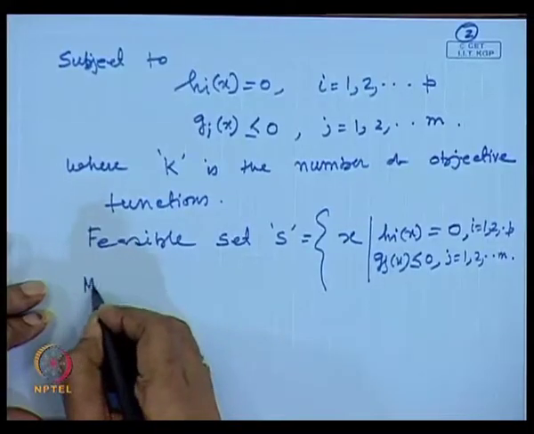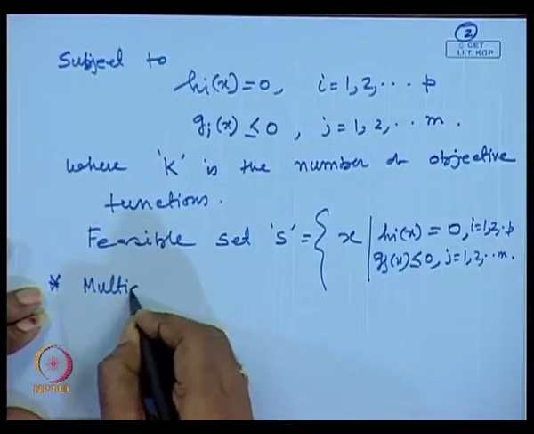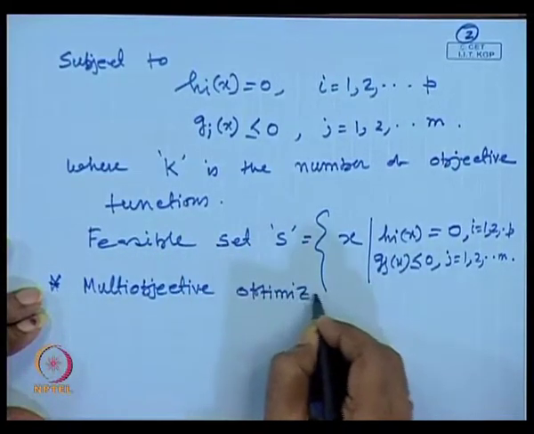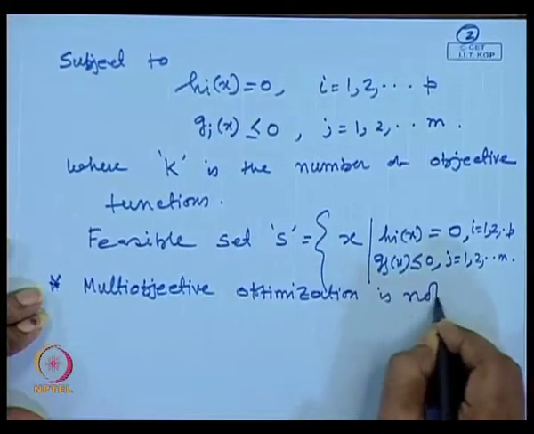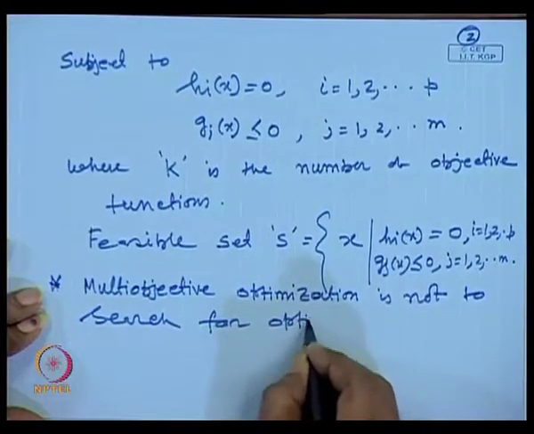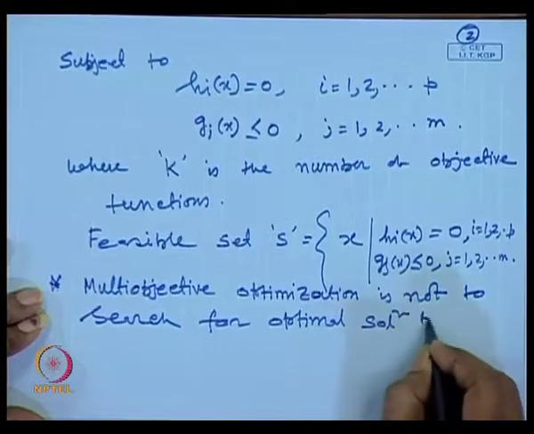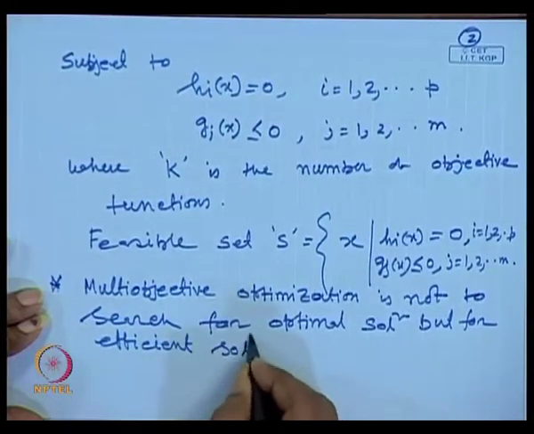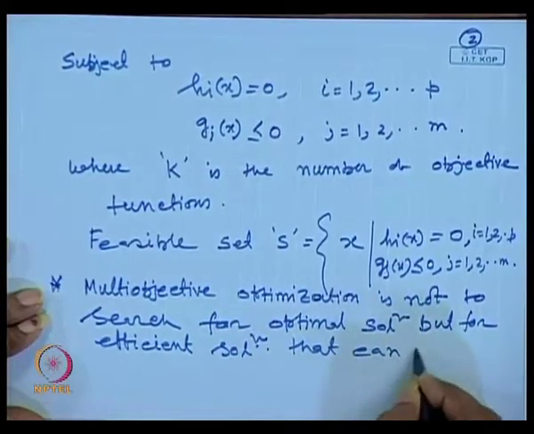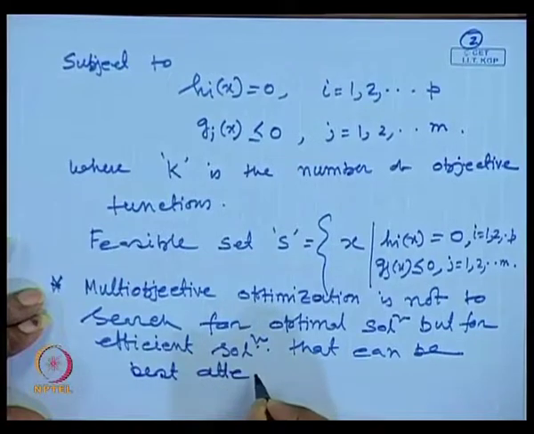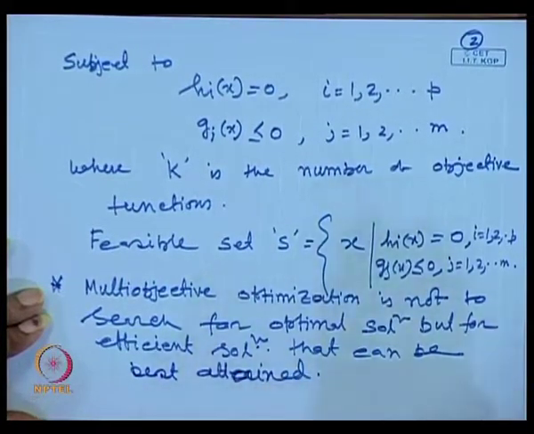So, note: multi objective optimization is not to search for an optimal solution, but for an efficient solution that can be best attained, or that can provide the best solution.